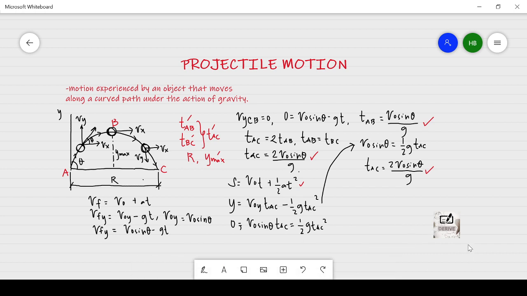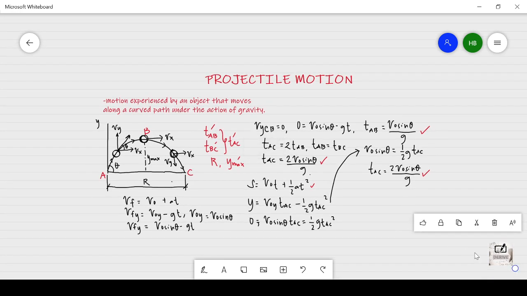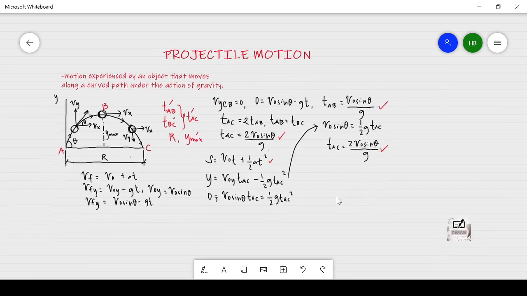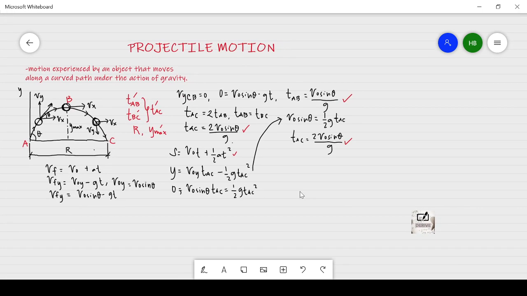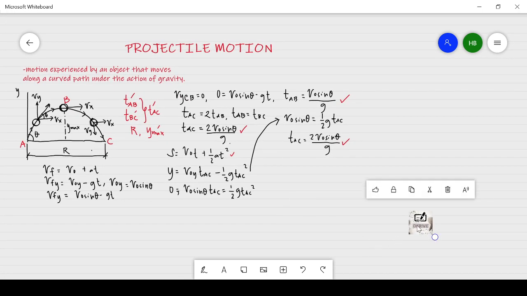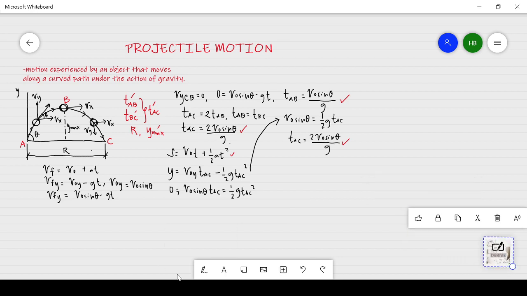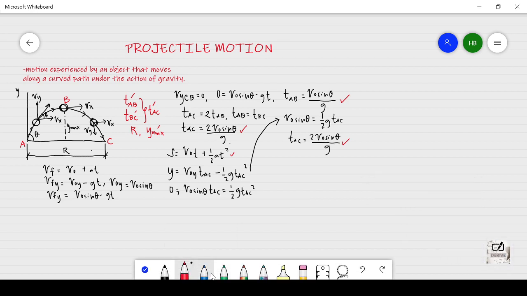Okay, I will move my logo here. Okay, I will move my logo here. Alright, so yan. Okay, I will move again. Okay, so sorry for the delay.